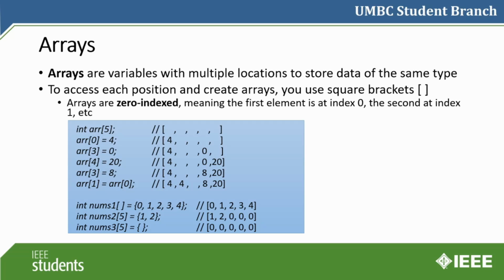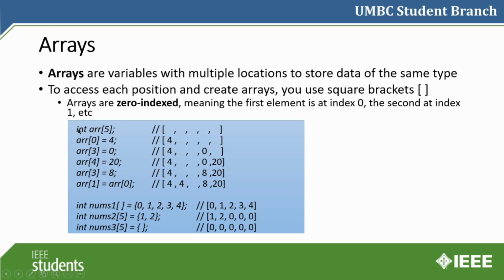Okay, so next up is arrays. Arrays are a special kind of variable that allows you to store multiple different instances of the same kind of data. Accessing each position in the array is done using these square brackets as shown here. And arrays are zero indexed, meaning that if you try to access the element at array index 0, that will get you the first element of the array. Meanwhile, if you use array index 1, that will get you the second element, and so forth, with the final and fifth element, in this case, being at index 4.